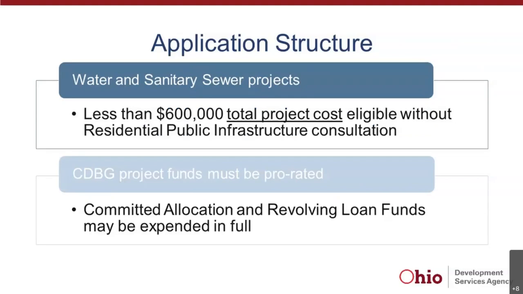Also, and this pertains to implementation after the grants are awarded, critical infrastructure funds must be prorated. This means that the percent of critical infrastructure approved at the time of grant agreement cannot increase if there is a cost savings. The exceptions are revolving loan fund and allocation. Those programs may be expended in their entirety.